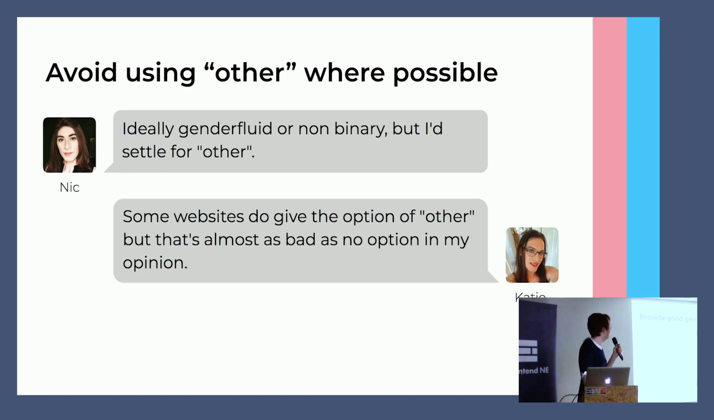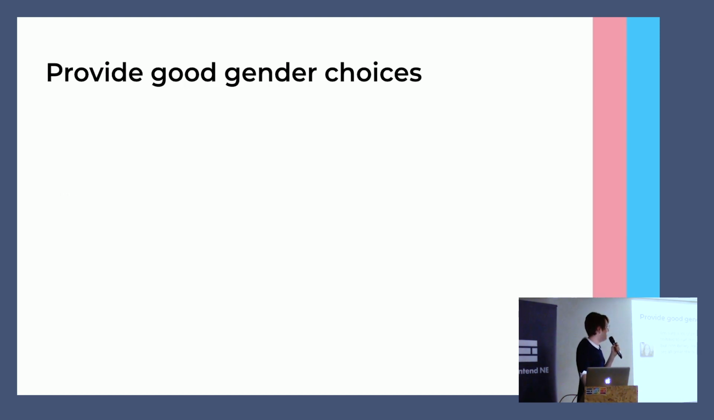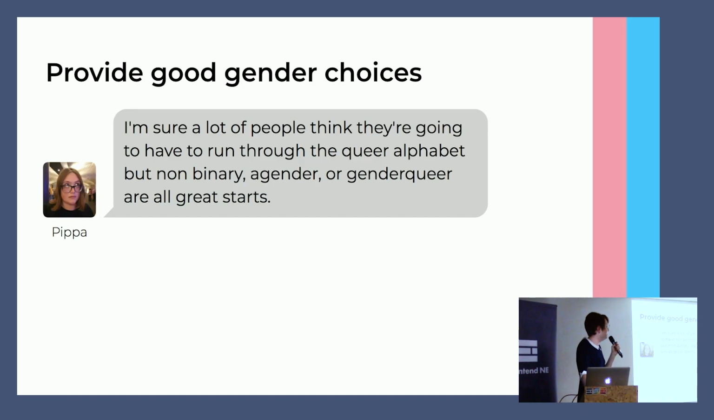So how can we do better? Provide good gender choices. Pippa says, I'm sure a lot of people think they're going to have to run through the queer alphabet, but non-binary, agender, or genderqueer are all great starts. This is a sentiment that I share. You don't have to have 50 options. If you've got 5 or 6, it's better than 2. And that means more of your users are going to be happier picking an option that you give them. It's very difficult to do asking people for their gender right, because there's not really a right way. But anything is better than male and female only.